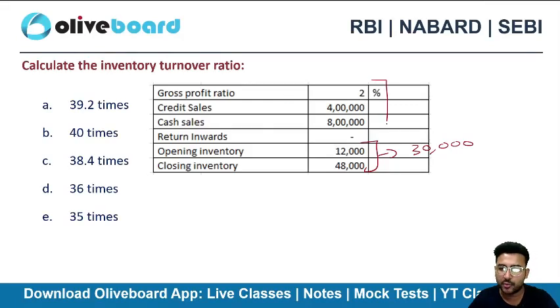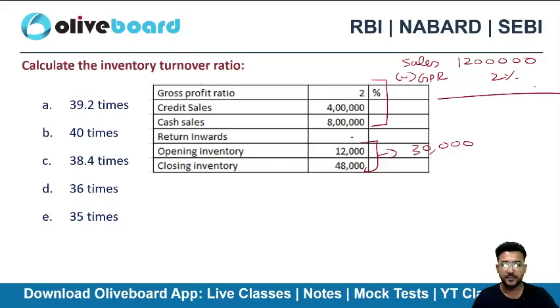I just need to calculate my cost of the goods sold. So sales is 12 lakhs. We need to take both the credit sales as well as the cash sales, because we are calculating the inventory turnover ratio. Now inventory can turn in cash sales as well as in debtors, which is nothing but credit sales. That's why we consider both the aspects here, right? Sales minus your GP ratio, 2%. This will be my cost of the goods sold, right?